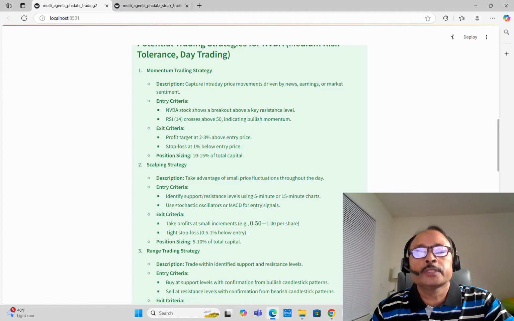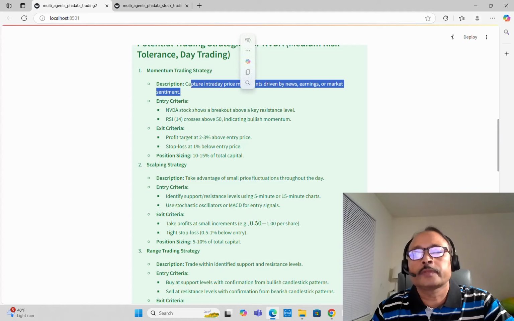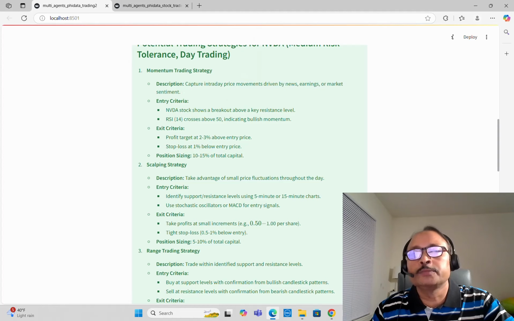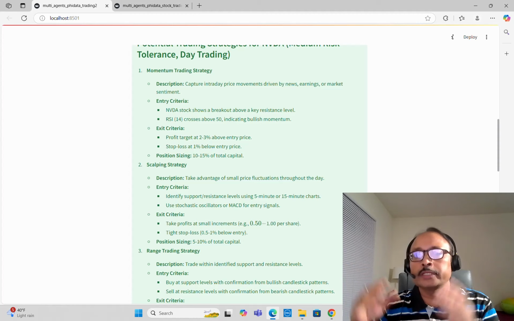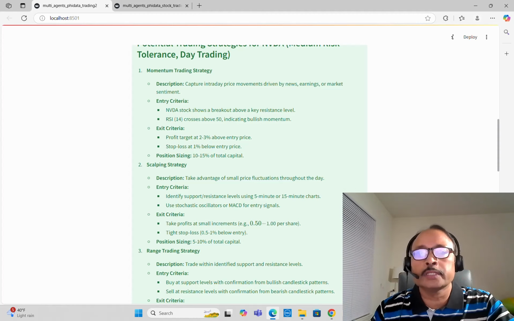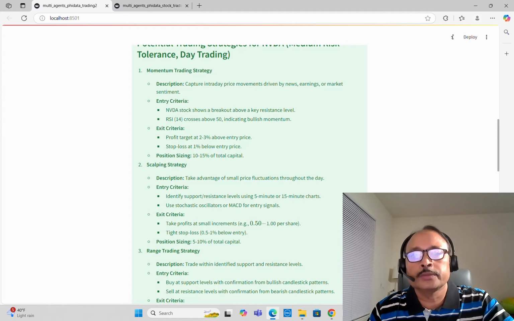So if we go through the description, first the momentum trading strategy. It captures the intraday price movements driven by news, earnings, or market sentiment. So market sentiment, news, and earnings will affect the price movements during the day, and the strategy is based on that.